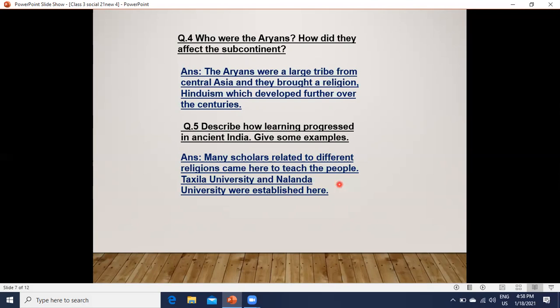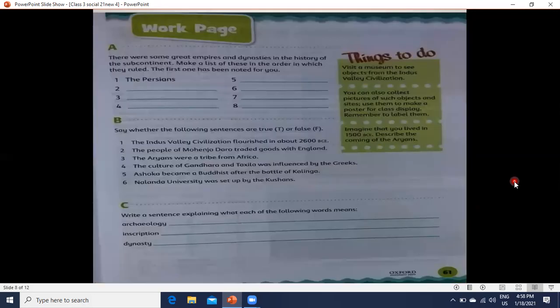These were the question answers. I hope you are noting in your notebook. Next one is the work page. This is work page number 61, and you have to write the answer here on the book. No need to write in the copy. So you have to write the answer here because you have space in the book. So put your copy aside and open the book page 61.